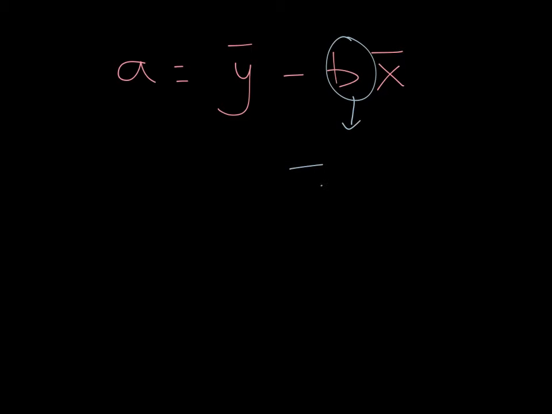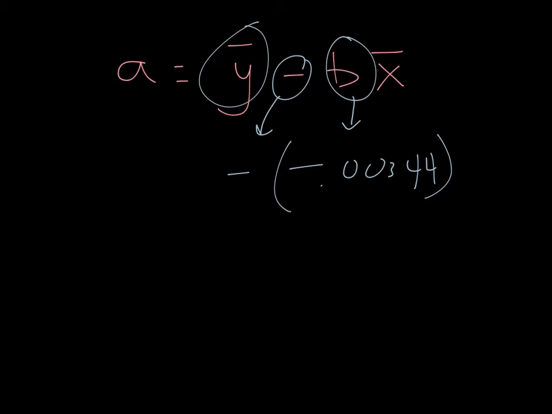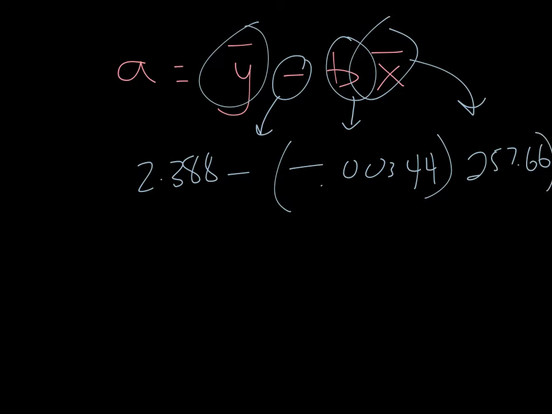For the y-intercept, we've got our formula, which is A equals y bar minus B times x bar. Now, we just calculated this slope, which is the B, which is the slope at the front of x, and it's negative 0.00344. But you've got to be careful here because there's also a negative in front of that, so that's going to go right there. Don't forget that. And then the y bar is given to us in the problem. It's 2.388. And same thing with x bar. It's also given to us in the problem, which is 257.66. There we go.